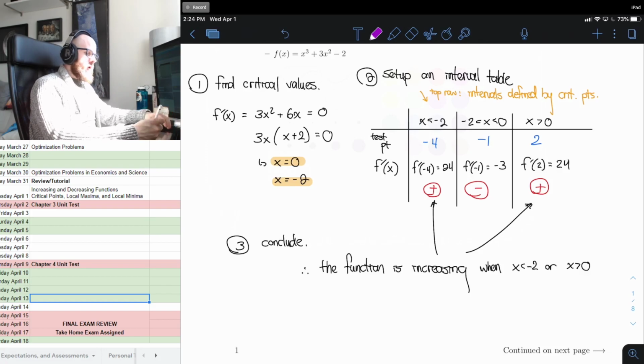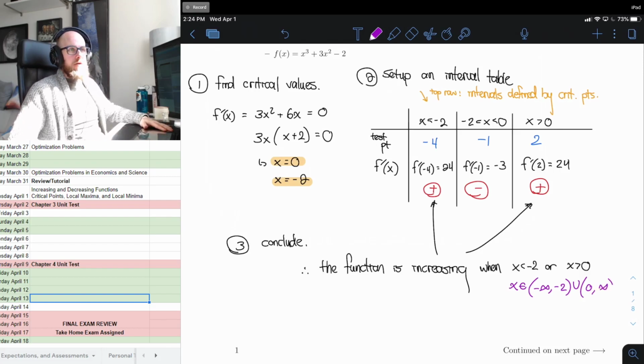You could also use set notation, right? So you could say x is an element of anything less than -2. So we could say -infinity to -2. And we join that with the set 0 to positive infinity. Okay, so either notation is fine by me.